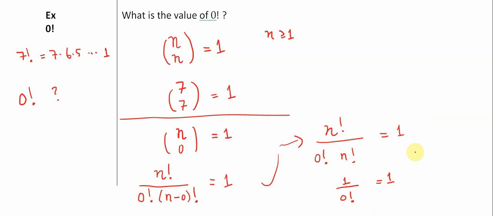Take the reciprocal of both sides. The reciprocal of the left side is 0 factorial, and the reciprocal of the right side is just 1. So here we have it, a proof using our intuition that 0 factorial is in fact equal to 1.